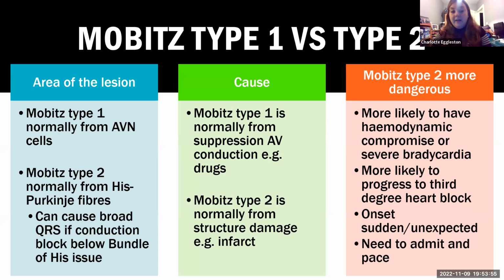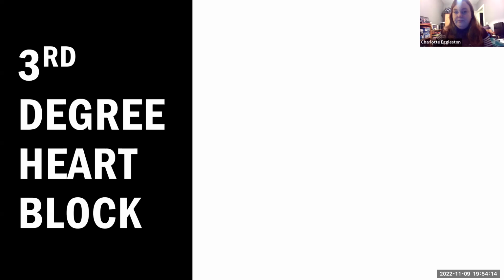We tend to worry about type 2 more. As I said, it tends to be caused by more worrying things like an infarct or structural damage, and it's more likely to cause you problems in terms of needing to be paced and having those issues like acute heart failure, syncope. Whereas we tend to worry less about Mobitz type 1.